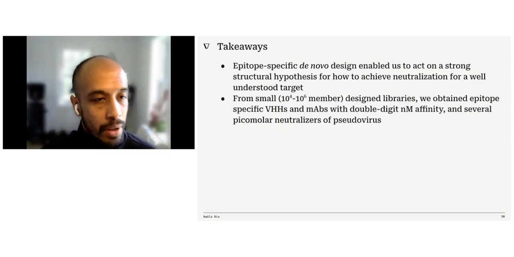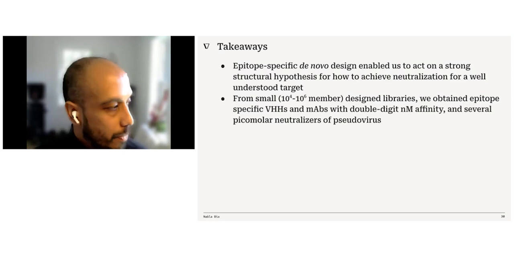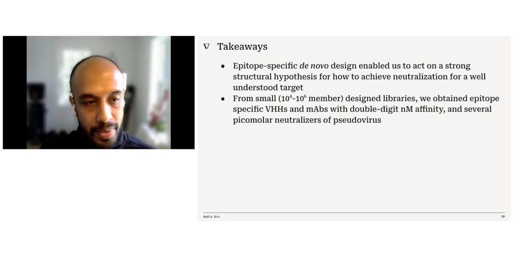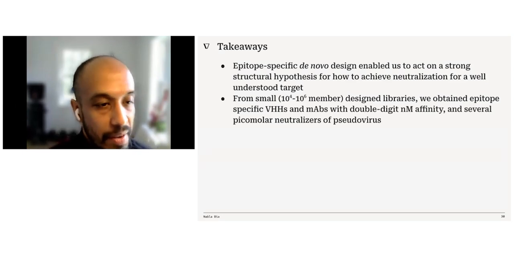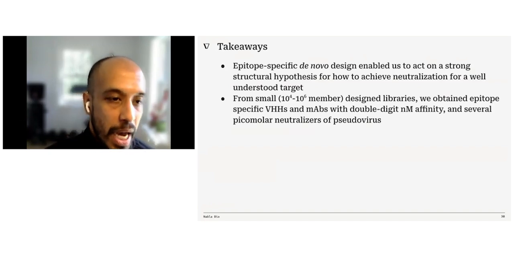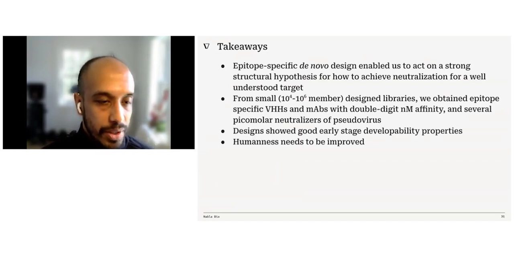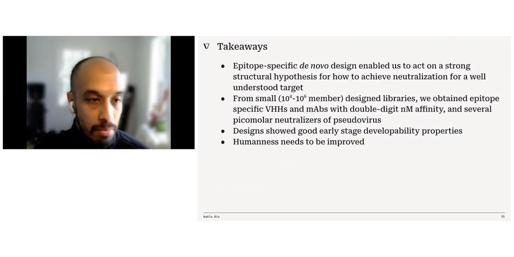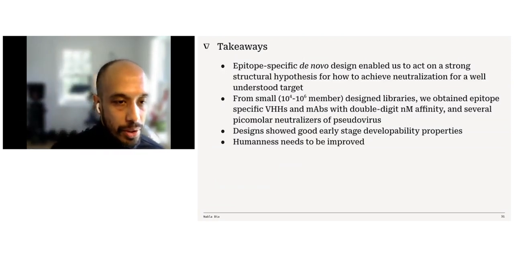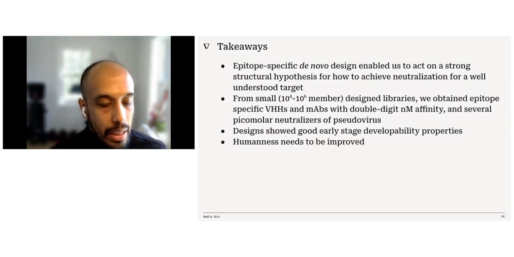And from relatively small libraries, so in the VHH cases, looking at roughly 10,000 member libraries, and in the scFv case, looking at million member libraries, still relatively small compared to larger naive libraries, which might be 10 to the 11th in size, we were able to obtain epitope-specific VHHs and NAbs that had double-digit nanomolar affinity, and several of these were picomolar neutralizers of pseudovirus. Generally speaking, design showed good early-stage developability properties.